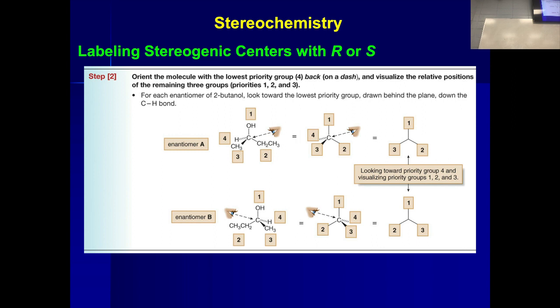R is right. This is R. This is the R enantiomer. This is (R)-2-butanol, R in italics, -2-butanol. Okay? It is very, very important, and you all will miss this until you practice it. You have to have that lowest priority group away from you.